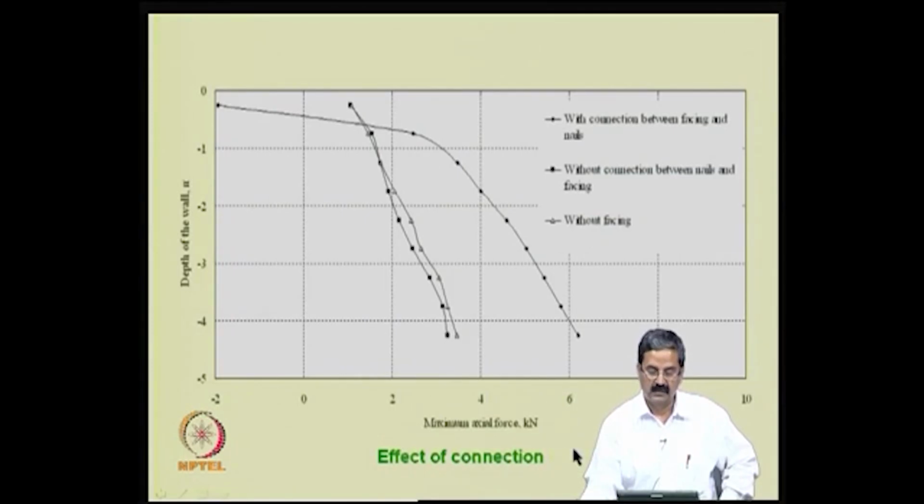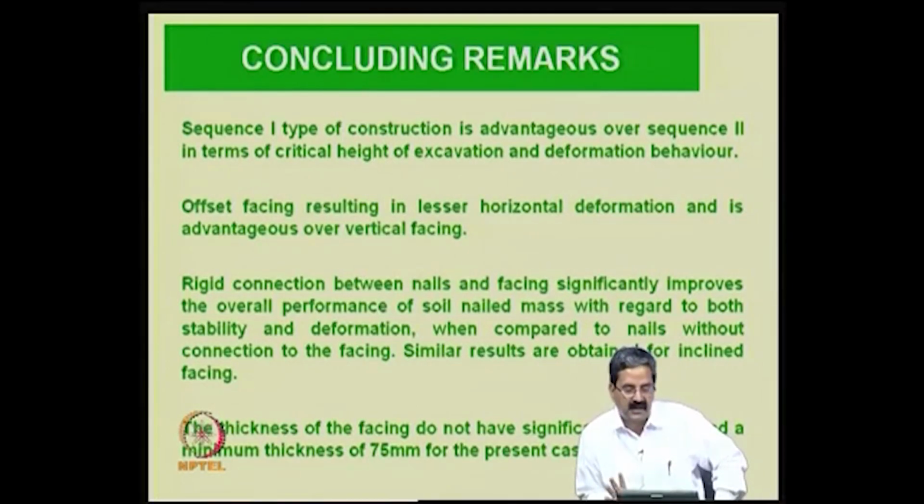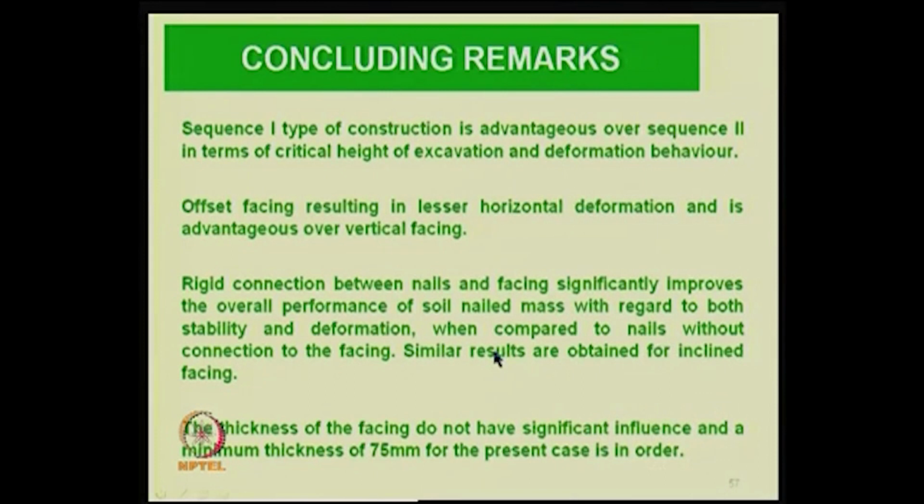This is another one. So, what I would like to summarize is that the effect of sequence is very important, and these are some observations that we saw. Rigid connection between nails and facing improves the stability of the soil mass, both in terms of factor of safety and deformation, and thickness does not have a significant effect. Whether 100 mm is okay or 75 mm is always a question, and some codes recommend some numbers, but it is important that we have some analysis done for that. Thank you.